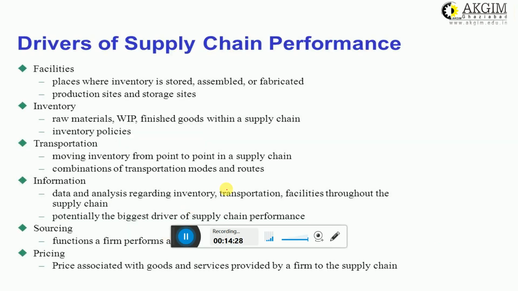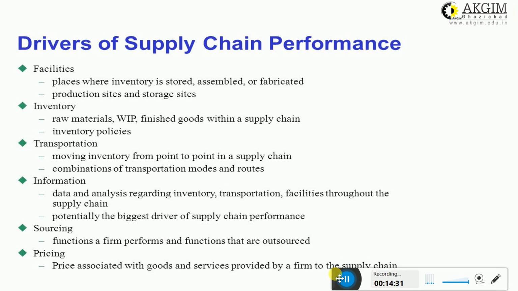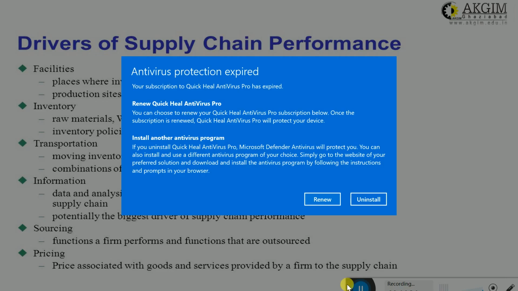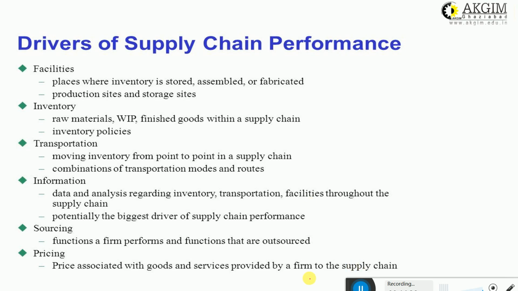So next are the drivers of supply chain performance. Supply chain performance can be measured, you know, in terms of what I say subjective as well as objective. So they are facilities, inventory. These are the major drivers. The transportation, information, sourcing, and pricing. So facilities here means the places where inventory is stored, assembled, and fabricated, right? This is how your supply chain performance can be increased or enhanced. So production sites and storage sites are the facilities contributing to the performance of supply chain management.